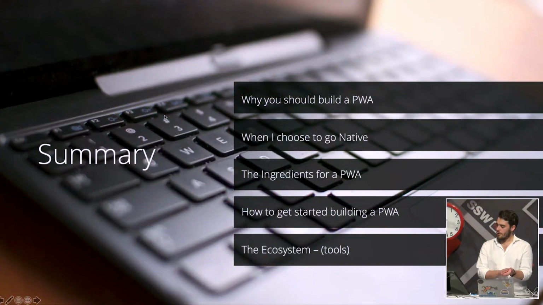So yeah, hopefully now you know why you should build a progressive web app, how to figure out when to build one and when to go native, as well as how to get started with building one. And you've got some great tools. So, are there any questions?